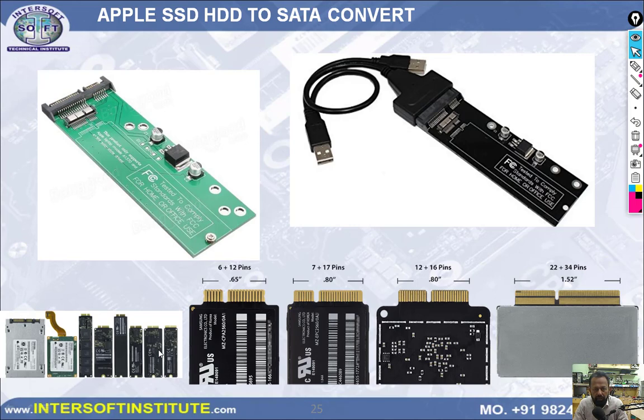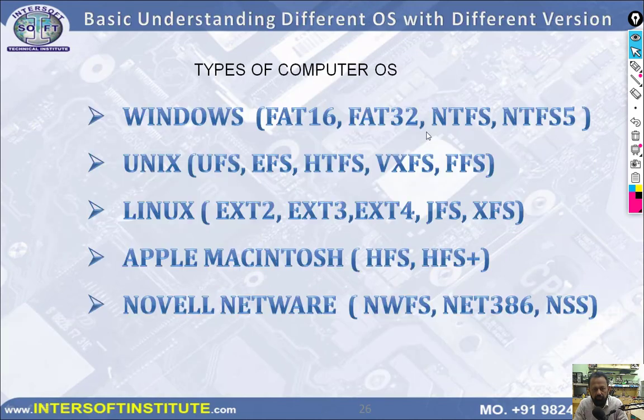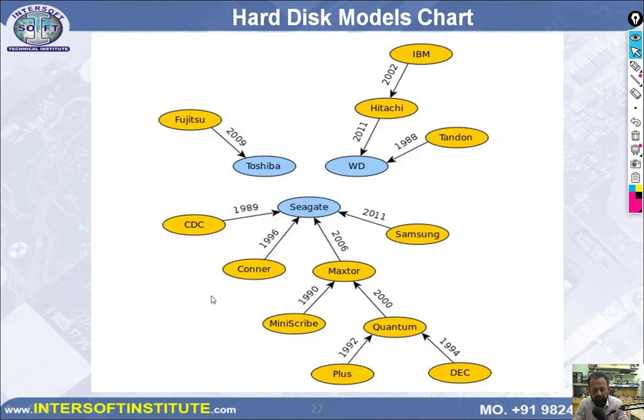In MacBook, Apple SSD, there are also different sizes of connections, 6.5 like that, different pin connections. So for that also we require this type of connectors. Types of OS, different types of OS, Windows, Unix, Linux, they have different file systems, FAT, NTFS like this, GPT, Apple, Macintosh type of OS. Nowadays in the market only three brands of hard disk are available, WD, Toshiba, Seagate, all other hard disk makers have closed. So these three hard disks are available in the market.